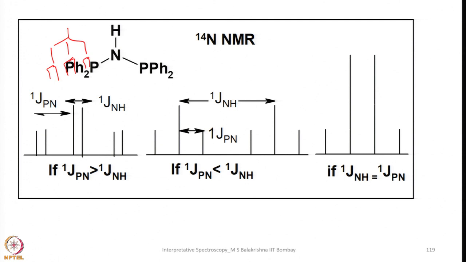And next, when 1JPN is less than 1JNH coupling, first it splits into a doublet and then each line will be split into a triplet because of 2 equivalent phosphorus atoms. This is how it looks like in this case. So it is simply something like this, something like this. Here it would be something like this.